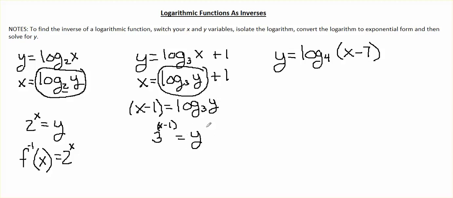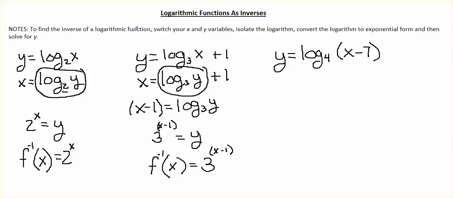And the last step is to solve for y. Our y is already isolated, so I'm going to just go ahead and write this in inverse notation. X minus 1, and there is our inverse function for this logarithm. Lastly, I'm going to do this one.